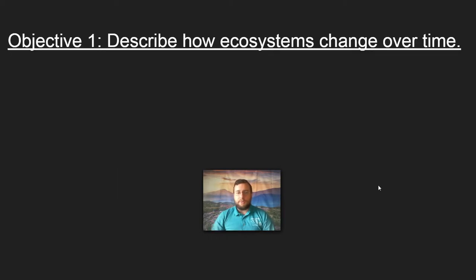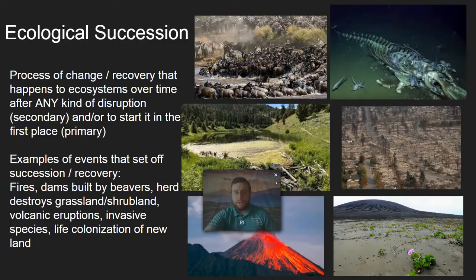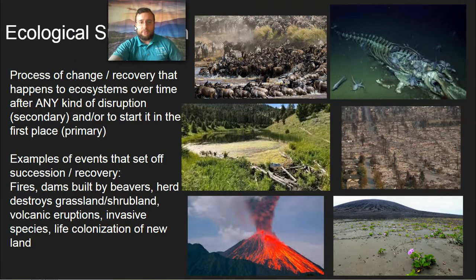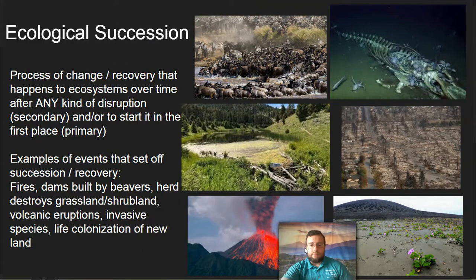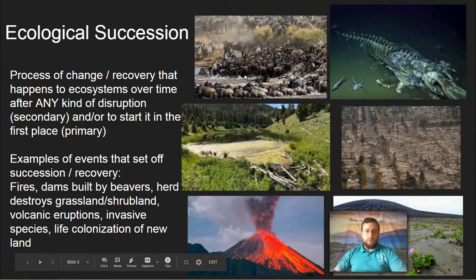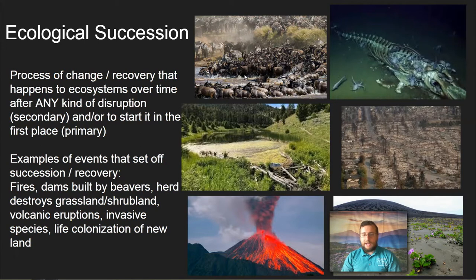In this first video, I'm going to be talking about how ecosystems change over time through a process called ecological succession. So sometimes ecosystems suffer as a result of disruptions. A huge herd of wildebeest and zebras passing through a grassland or shrubland will kind of ravage it. When a flood happens, with trees and landslides, lots of the earth gets destroyed.